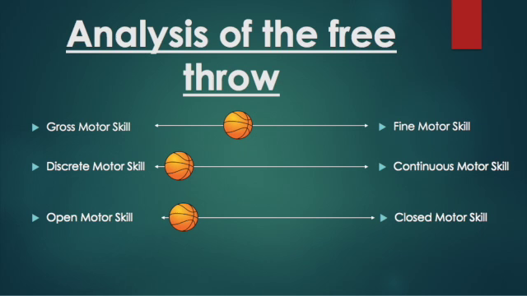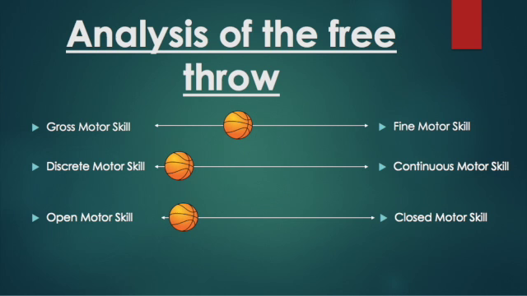The free throw shot can be classified as a gross motor skill as you are utilizing major muscle groups to perform the tasks, such as your legs. However, it can still be classified as a fine motor skill as it requires you to be very precise with very fine movements to execute the task.